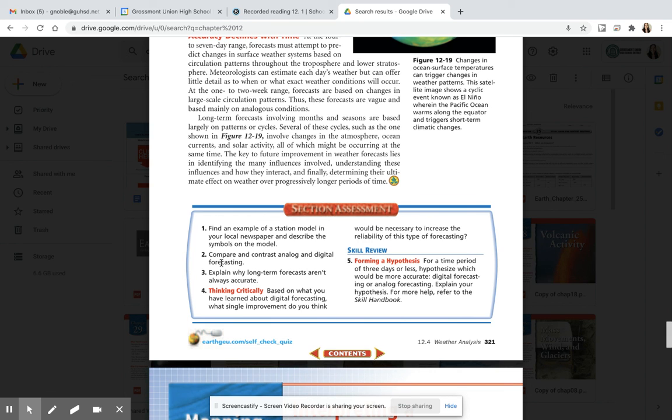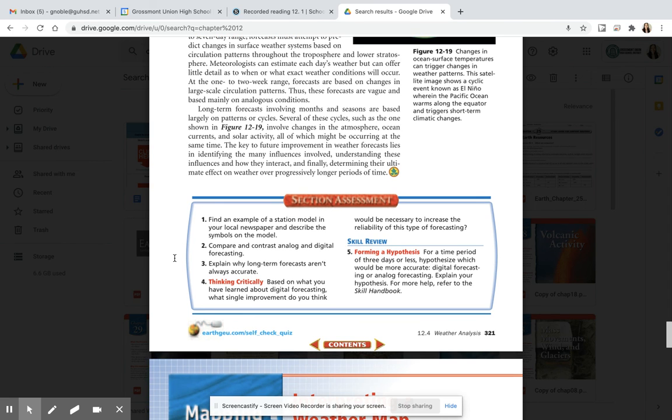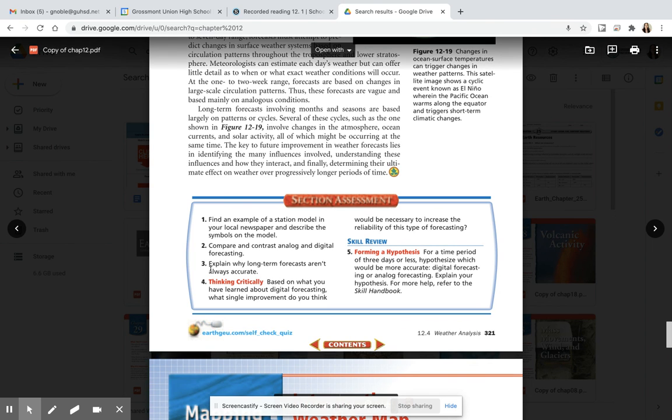The key to future improvement in weather forecasts lies in identifying the main influences involved. Understanding these influences and how they interact will finally determine their ultimate effect on weather over progressively longer periods of time.